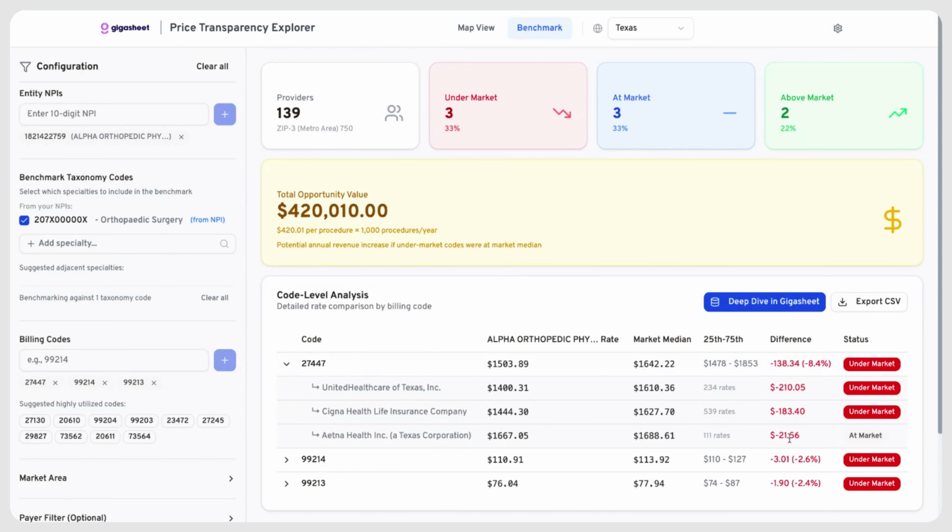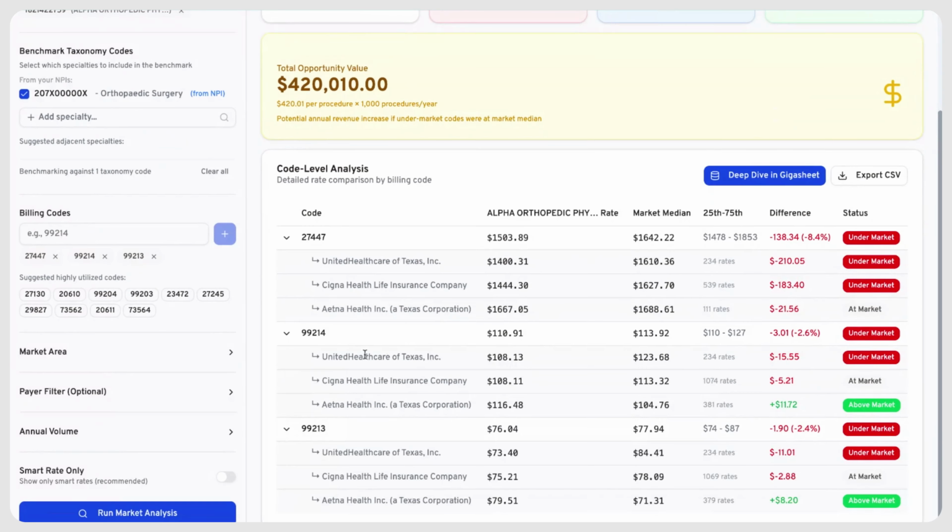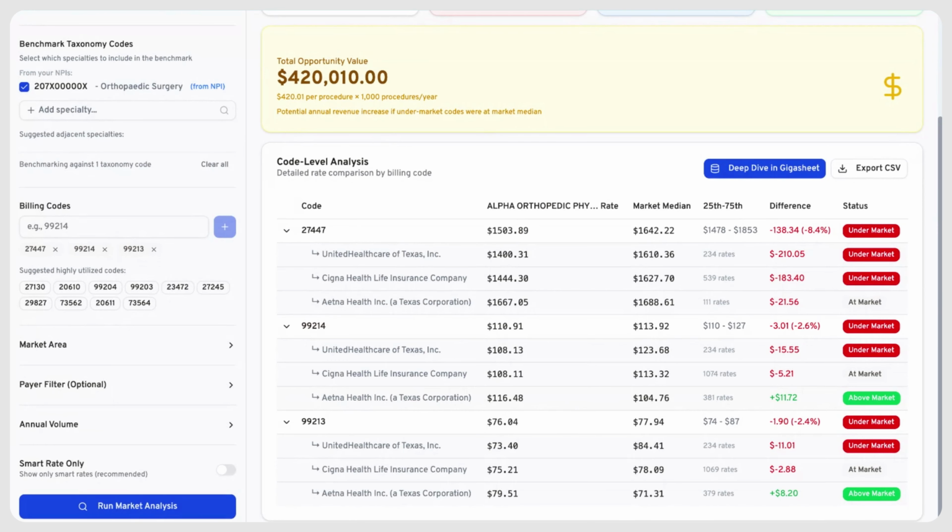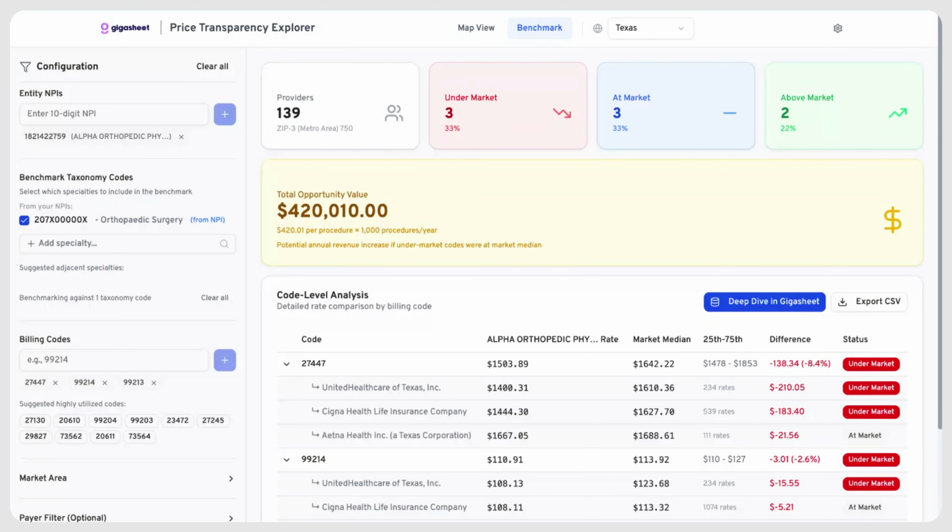Rates are here. You can see this one is not significant really, but United and Cigna are. And if we just look at the E&M codes here, they are also following roughly the same trend, more or less, which is common. It would be somewhat unusual to negotiate a contract based on just one billing code. So this basket of codes gives us a good sense of where this provider stands in the market with each of these payers. So that's how we use the benchmarking capability in Gigasheet.